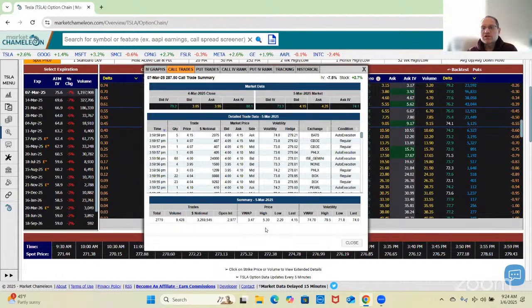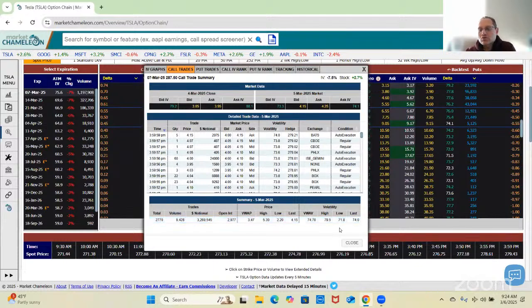What about the implied volatility? Where did that trade? Here we have the volume weighted average implied volatility that it traded at, 74.7. The highest was 79.5. The lowest was 71.8. And the last trade was 74.